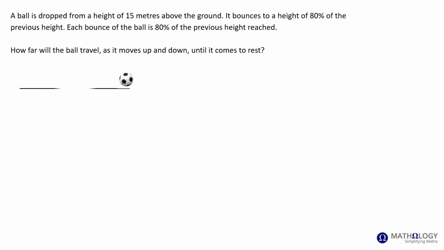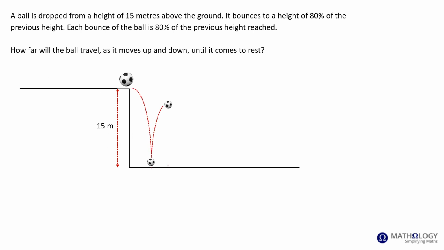A ball is dropped from a height of 15 meters above the ground. After it strikes the ground for the first time, it bounces to a height of 12 meters, which is 80% of the previous height, 15 meters. The ball then travels another 12 meters, until it strikes the ground for a second time. It then bounces to a height of 9.6 meters, which is 80% of 12 meters. The ball then travels another 9.6 meters, until it strikes the ground for a third time.